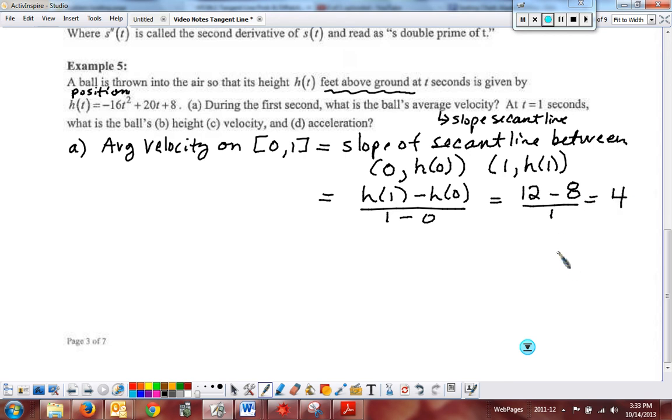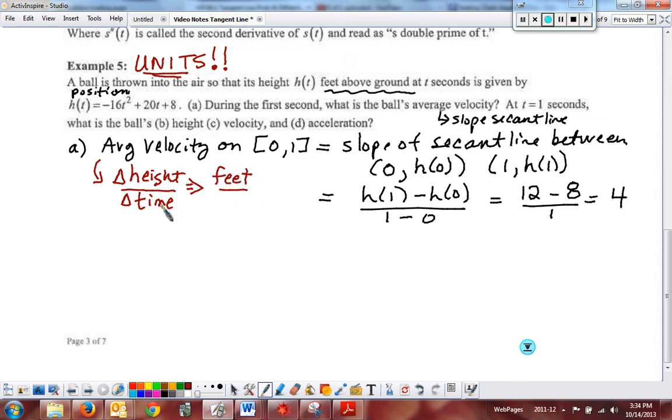Now, at this point, once we start hitting application problems in AP, units are going to be very important. You pretty much aren't going to get credit for an answer unless you give the unit of measure, because it's an application problem. Now, let's think about it. We're doing average velocity. It's a change in height over a change in time. My height was feet above ground, so there's my feet. And my time is being measured in seconds.